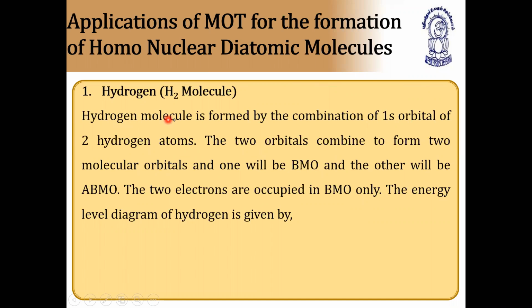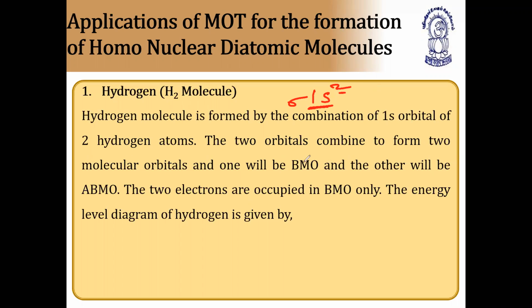Hydrogen molecule, let us see. Hydrogen molecule is formed by the combination of 1s orbitals of two hydrogen atoms, because the hydrogen molecule itself contains two electrons. The two orbitals combine to form two molecular orbitals, one will be bonding molecular orbital and the other will be anti-bonding molecular orbital. So the two electrons are occupied in BMO only. It is nothing but only sigma 1s2, so the electrons will be in bonding only. There are no electrons in anti-bonding.